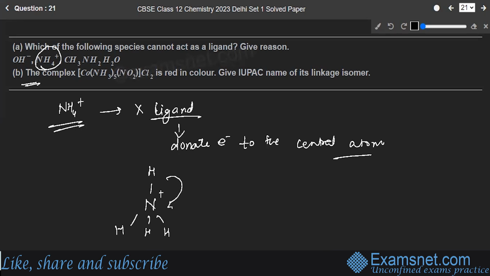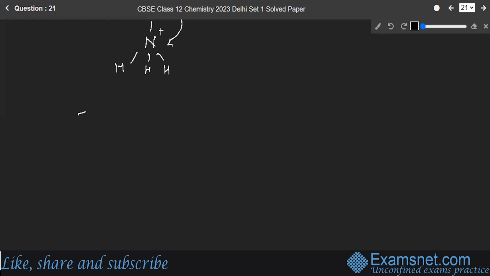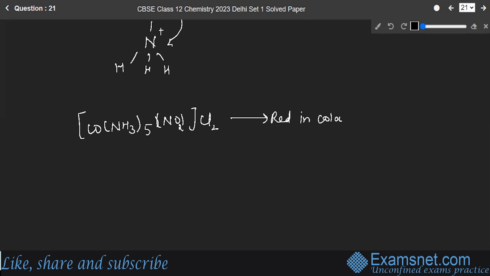In the B part, this compound is red in color, and you have to tell the IUPAC name for the linkage isomer. This is the complex which is given to you: [Co(NH3)5NO2]Cl2. This is red in color when it is present in the hydrated form. It absorbs moisture and turns into the red color.